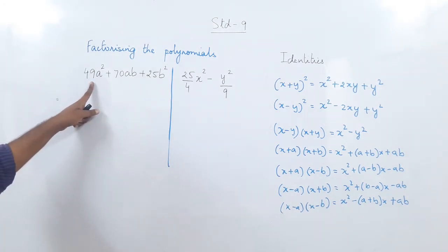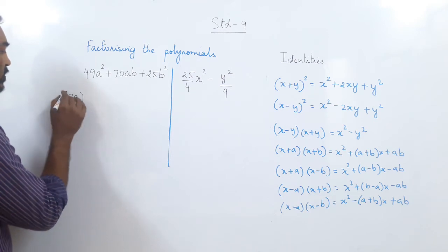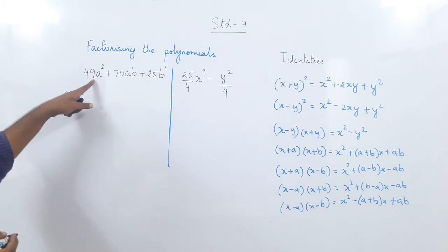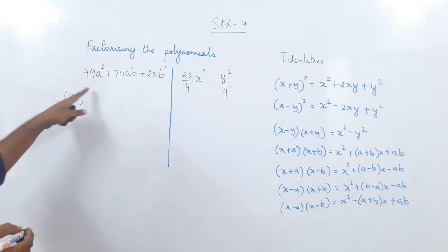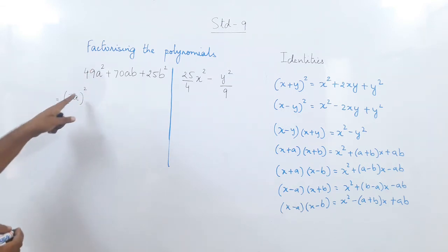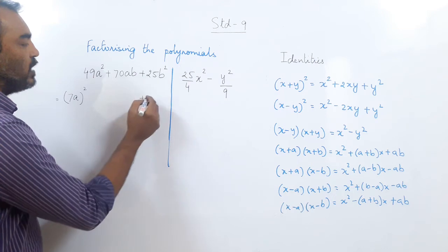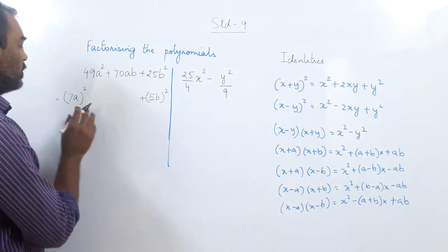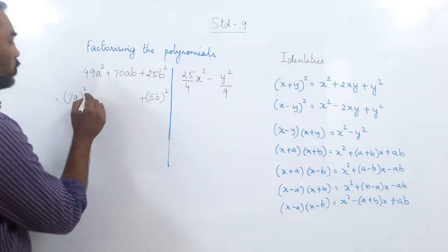So 49 is a perfect square. You know that. 49 is 7 square. So 7a the whole square. Did you follow what I have done? 49 is a perfect square. So 7a the whole square. 7 sevens are 49. a into a is a square. So 49a square. And here in the end 25 is also a perfect square. So 5b the whole square. So I have got the first term as a whole square, the last term as a whole square.